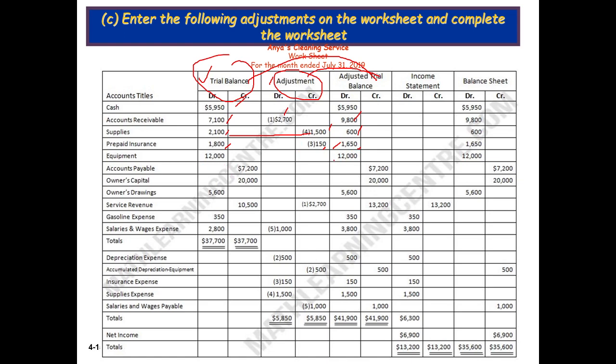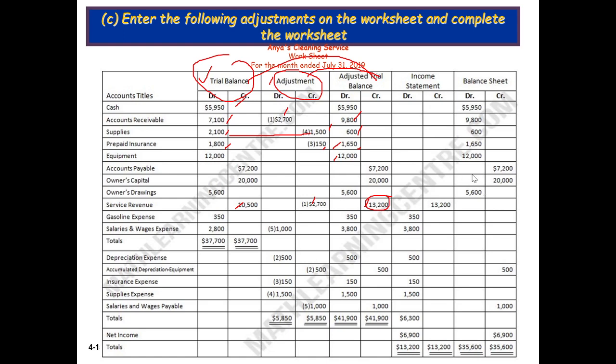And equipment, no adjustment, here no adjustment. Here service revenue, this is credit, and this is also credit. These two credit figures must be added, just like this. And this is our totals. Okay.